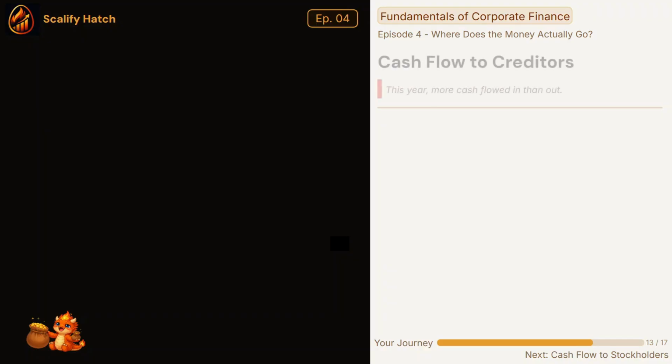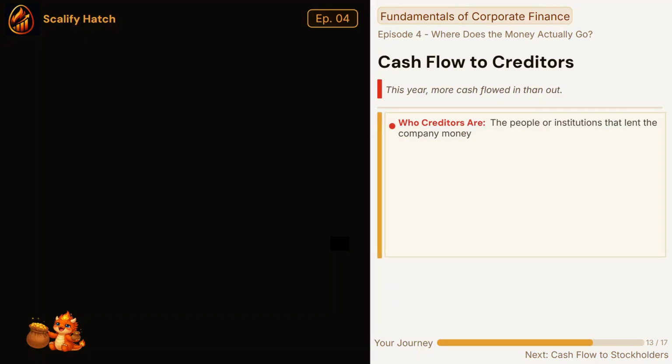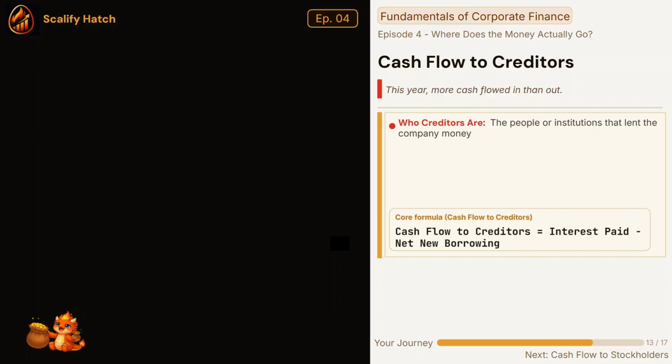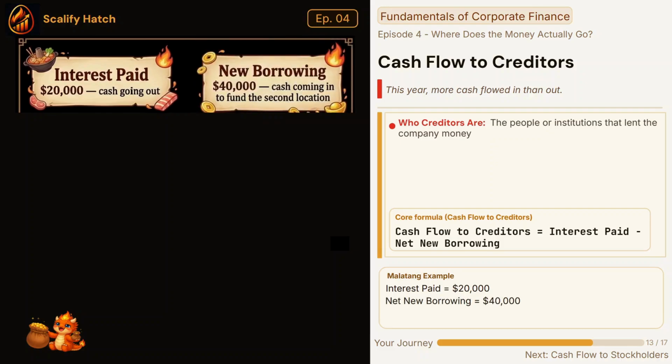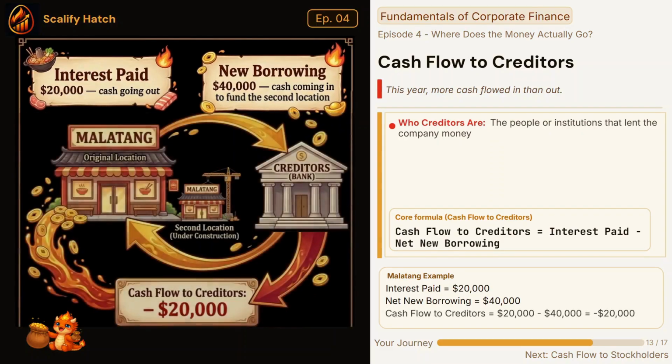That brings us to cash flow to creditors, the other side of the equation. Creditors are the people who lent the company money. So the formula for cash flow to creditors equals interest paid minus net new borrowing. Interest paid this year was $20,000, the same figure from our income statement. But to help fund that second location, Scalify Hatch Malatang also took out $40,000 in new borrowing. So $20,000 minus $40,000 leaves us with negative $20,000.